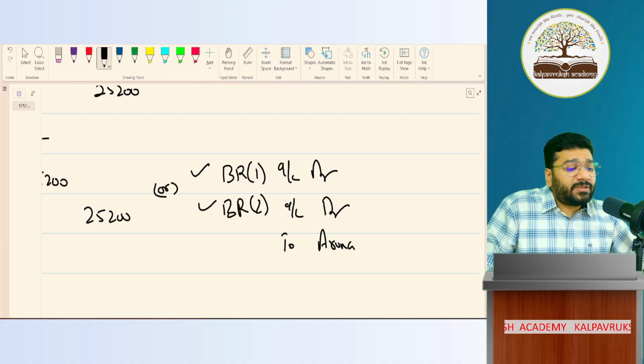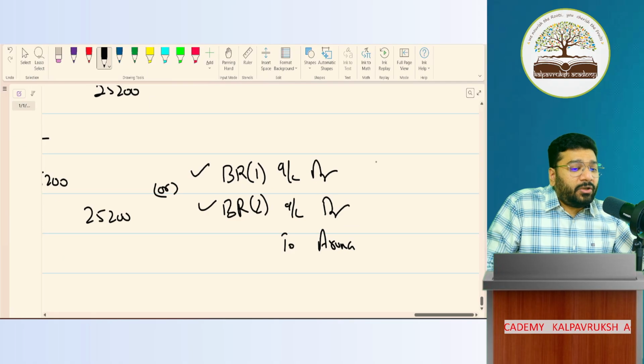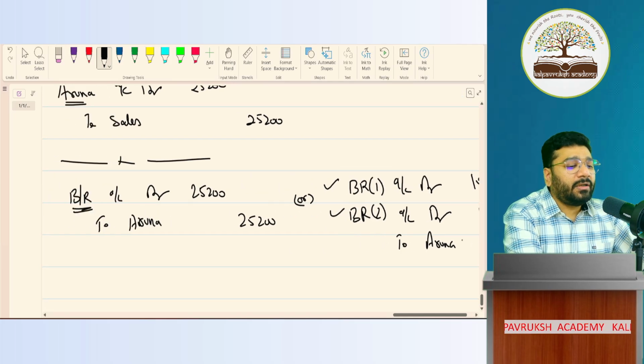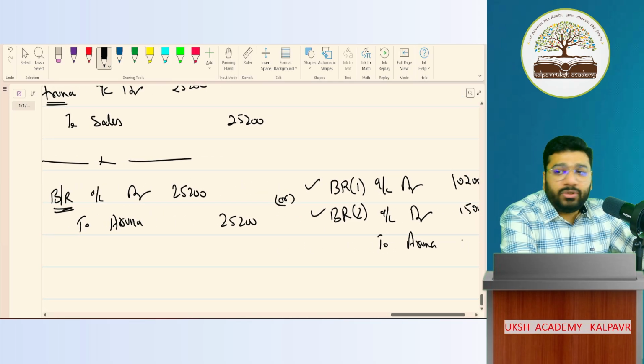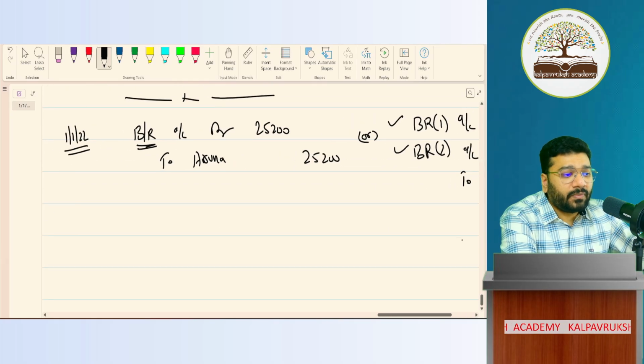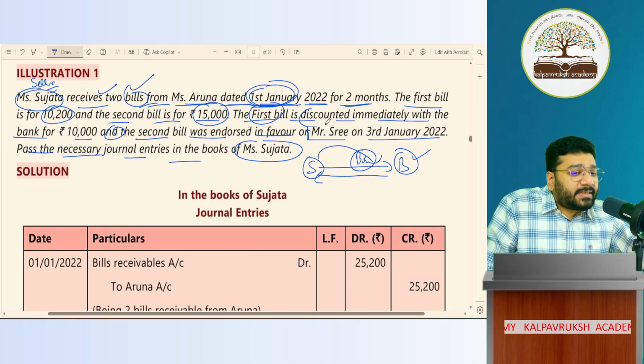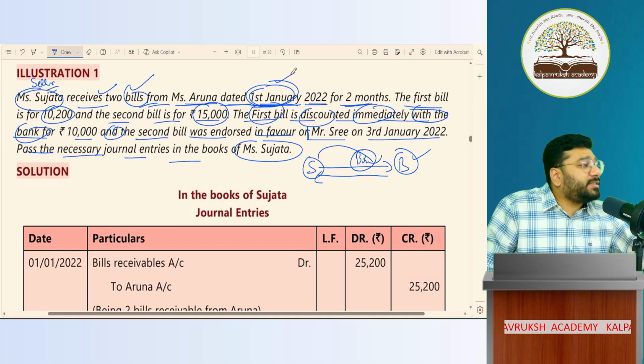How much is the first bill value? 10,200. What is the second bill value? 15,000. In total, how much? 25,200. Got it, not got it? Now, what is happening? The first bill is discounted immediately with the bank. Immediately means when? On 1st Jan itself.